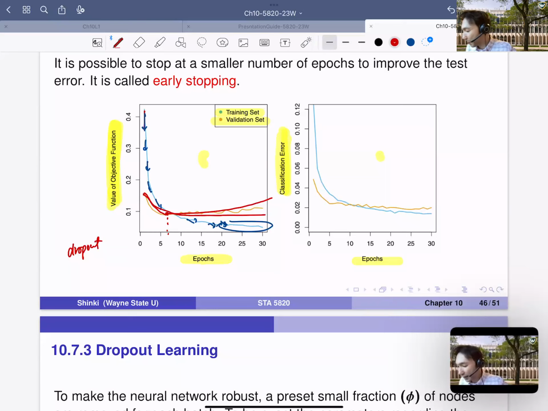But sometimes this method does not work. Dropout and the regularization parameter may not work in some cases. Maybe this orange curve becomes a monotone decreasing function, but it does not become as small as this. In such a case, sometimes people just stop at some epoch. So in this case, if we stop at 7, then maybe the error is smaller than with a larger number of epochs, such as 25 or 30. That's called early stopping. It's a pretty arbitrary method, but sometimes people do it.